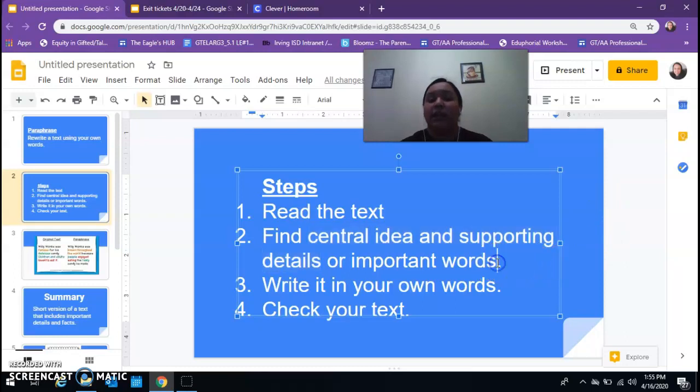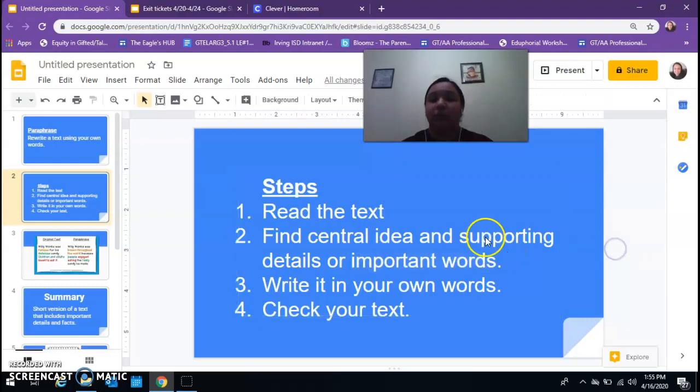But in most of the cases that we're going to see, we only need to look for the important words because we're going to look at short text. But you still have to keep the other one in mind, the central idea and supporting details. But we need to look for the important words. Once I identify those important words, I need to highlight them, I need to underline them, I need to write them down because those will be helpful. After I have done that, then I go and write the text using my own words. So I take my understanding and those important words and I write it in my own words.